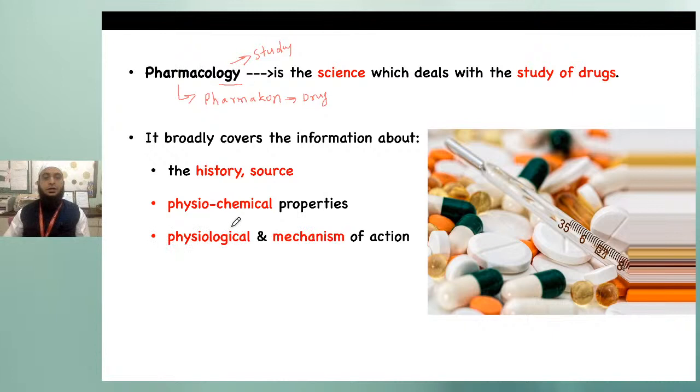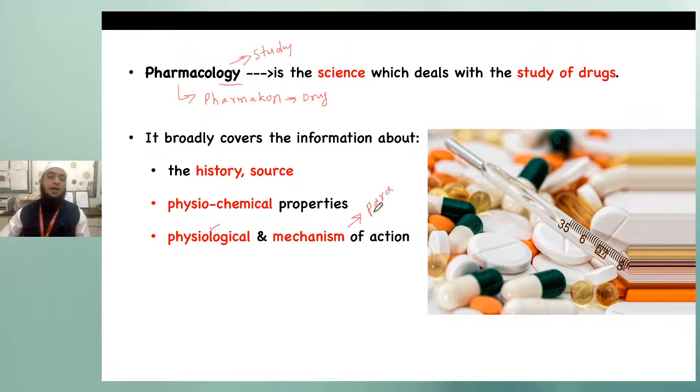It also covers physiological and mechanism of action of the drug. The other term for physiological is pharmacological. So you can say in other words pharmacological action and mechanism of action of the drug. Now try to understand what we mean by pharmacological or physiological action, and what we mean by mechanism of action. Let's take the example of a well-known drug that you might have used in one or another phase of your life, that is paracetamol.